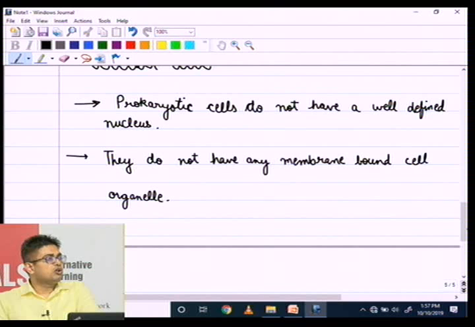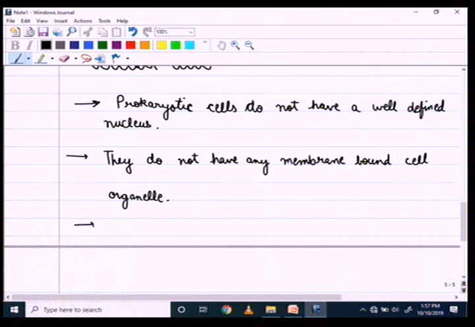Prokaryotic cells are smaller than eukaryotic cells. You already know that. They are smaller than eukaryotic cells.